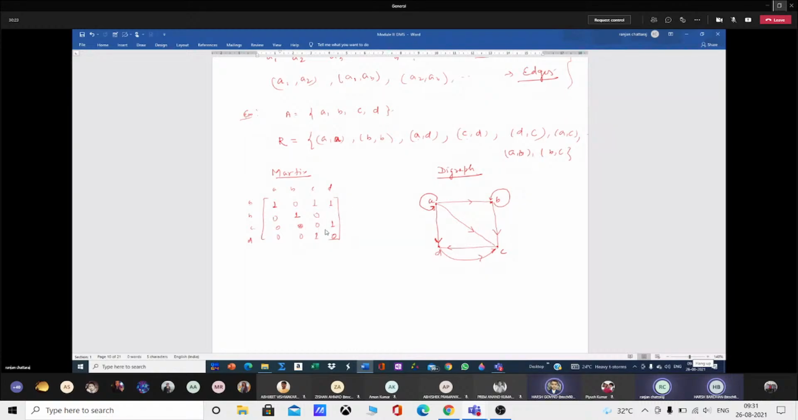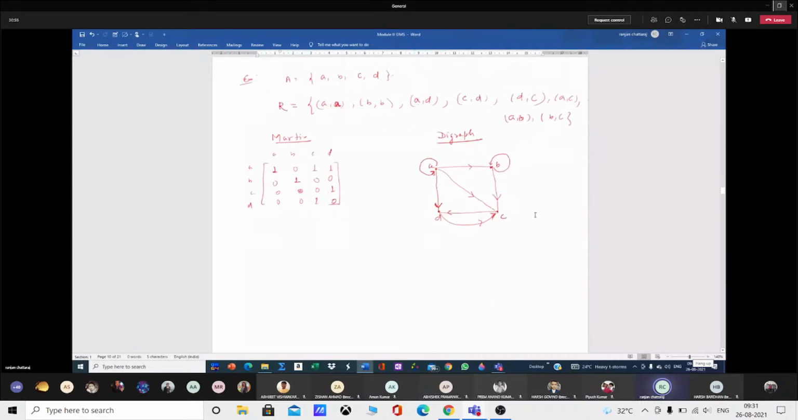No, sir. So why is it not symmetric? You see here, C is related to D and D is related to C. But what about this AC? A is related to C, but C is not related to A. So you can write it.